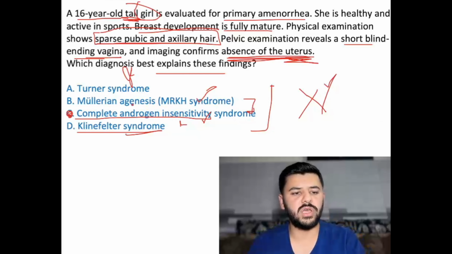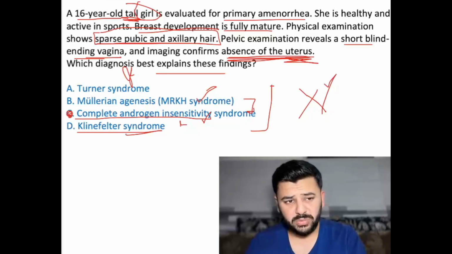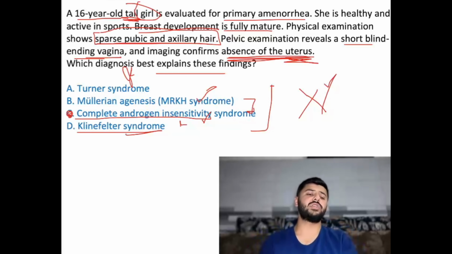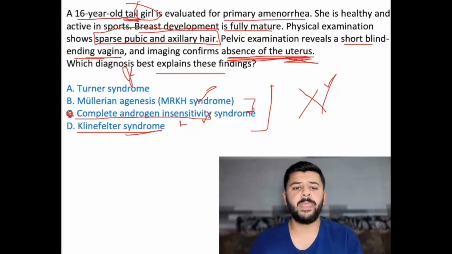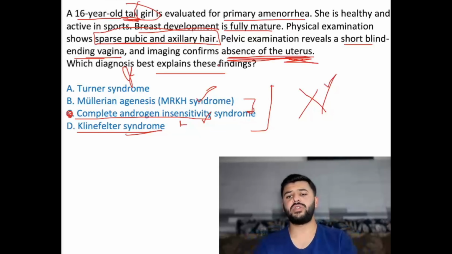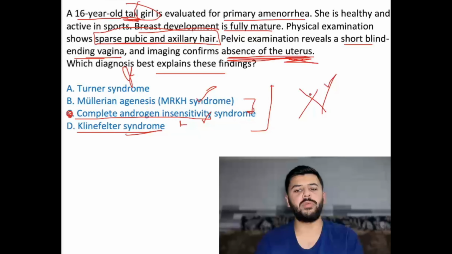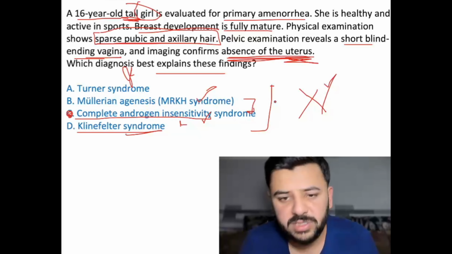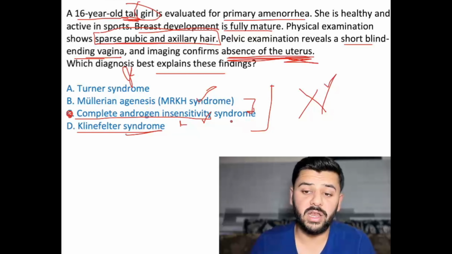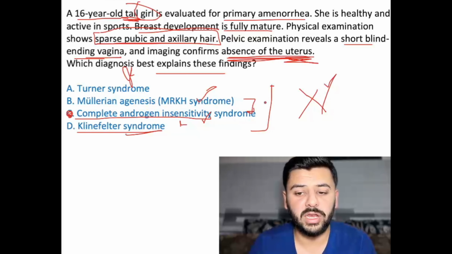What's going to confuse you here is Müllerian agenesis and complete androgen insensitivity syndrome. So basically the high yield point here is whenever you see primary amenorrhea, whenever you see normal breast, whenever you see absent uterus, immediately think AIS or MRKH. Then look at the pubic hair. If the pubic hair is sparse, that is androgen insensitivity. And if you have normal pubic hair, that is Müllerian agenesis.